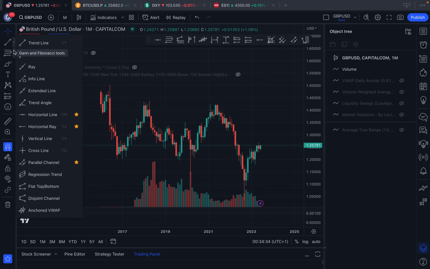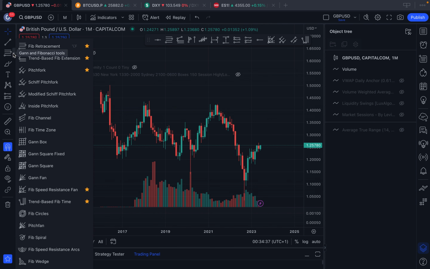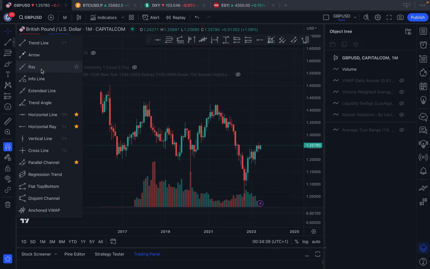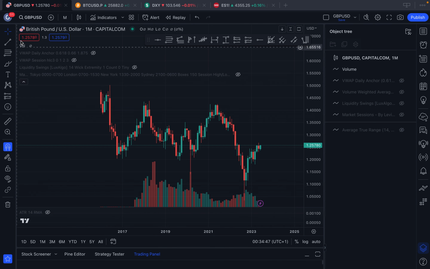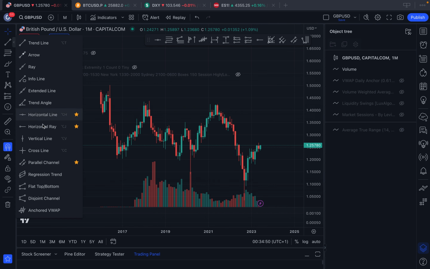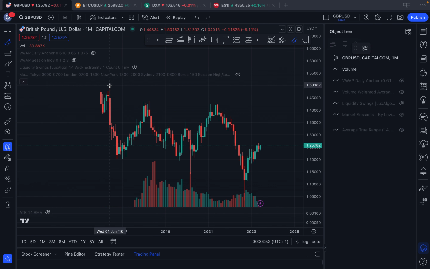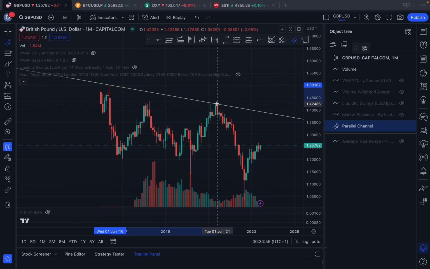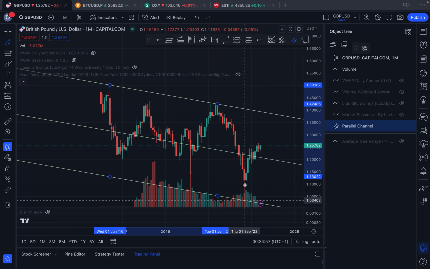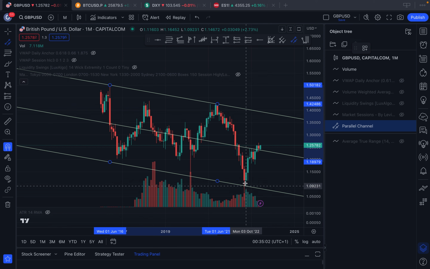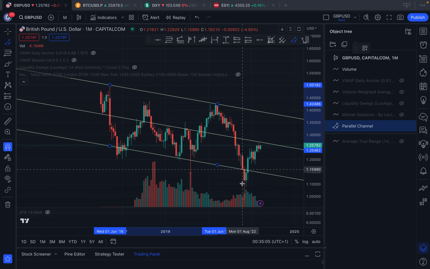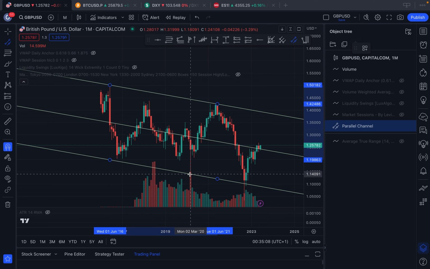So let's do some parallel channels. Let's go for horizontal parallel channels. If we do a parallel channel all the way from there to there, to bring it down here, we've got two options. We can go all the way down here, or we can go up to here. I think this one looks better, to be honest. And up to here. Yeah, I think that looks a lot better if we do that.